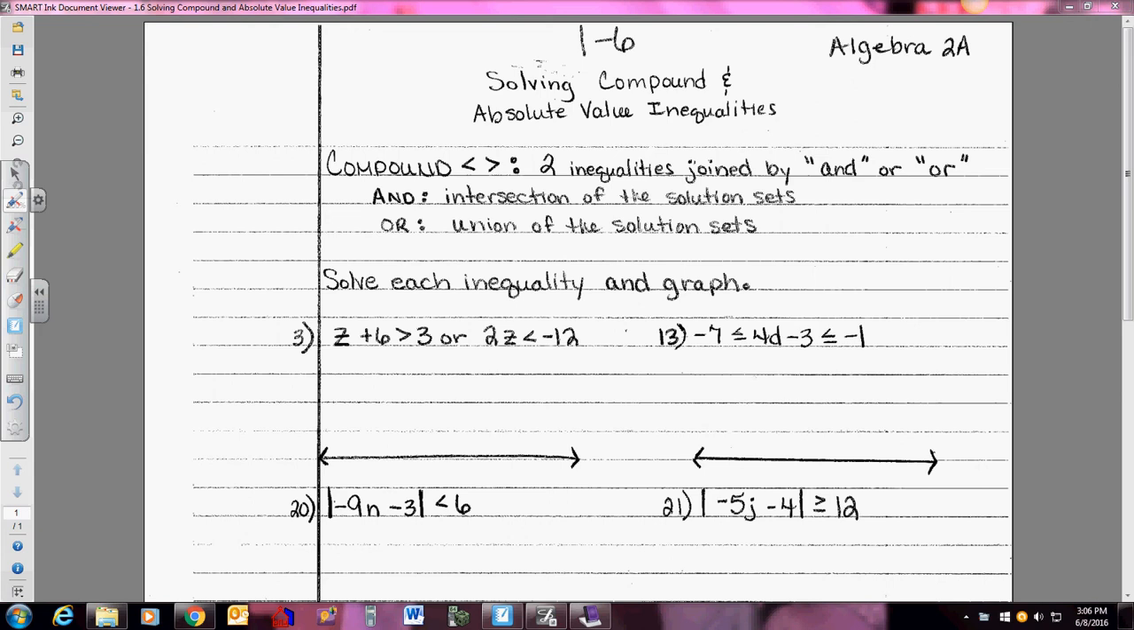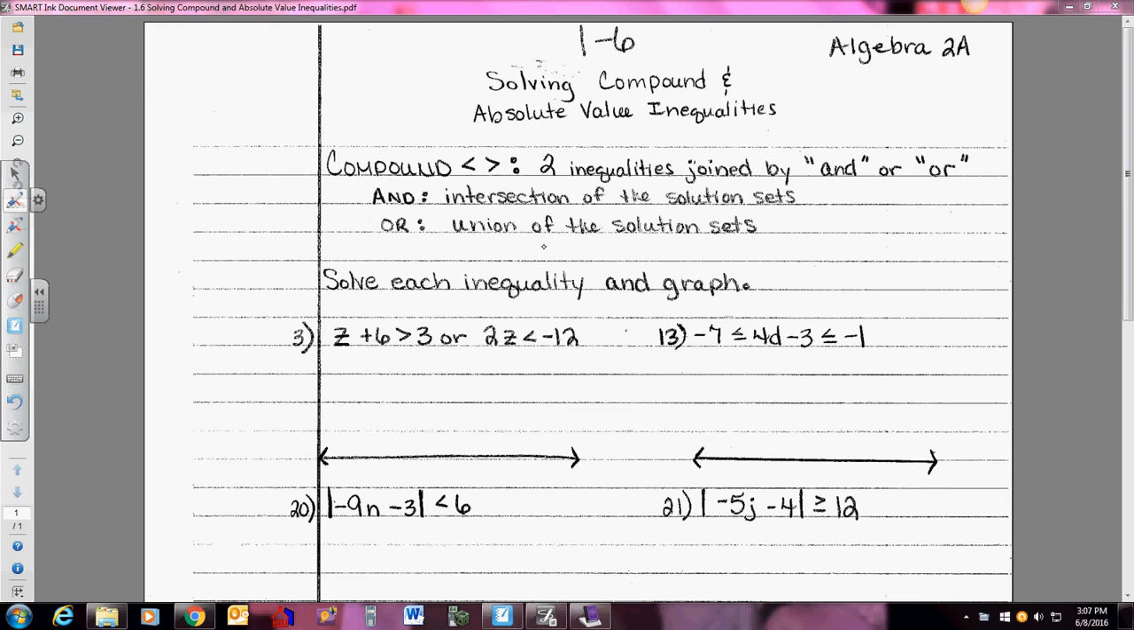This video is 1-6, solving compound and absolute value inequalities. So compound, if you think of even in your English classes, what does the word compound mean? Like a compound sentence, that kind of thing. Two or more, right? So compound inequalities is two inequalities joined by and or or. And is an intersection of the solution sets, and or is a union of the solution sets.